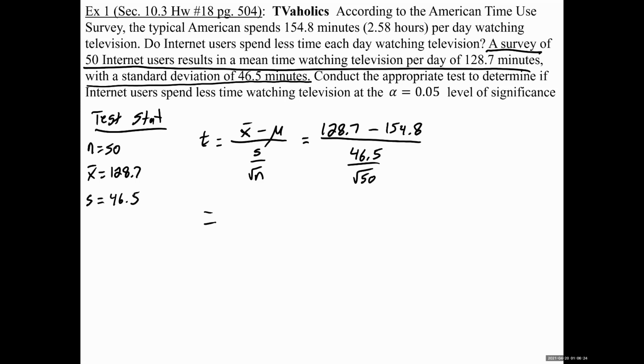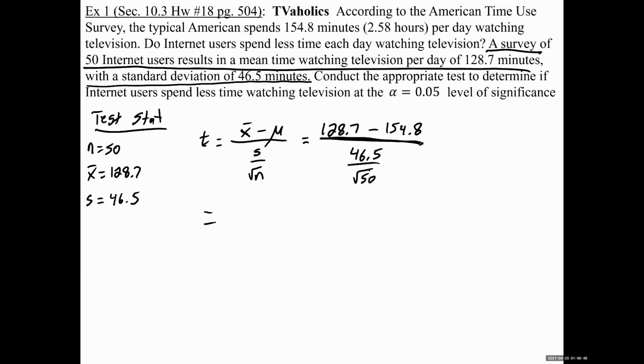All right, now some advice. When you calculate this, calculate the top first and get the answer. Let me do that, 128.7 minus 154.8. On my calculator, I'm getting negative 26.1 for that. Then you're going to push divide for this fraction line here, so push divide. And now listen carefully because a lot of people get this wrong.